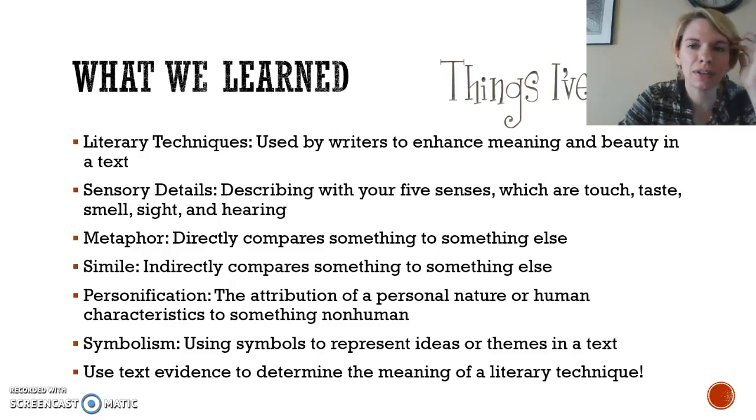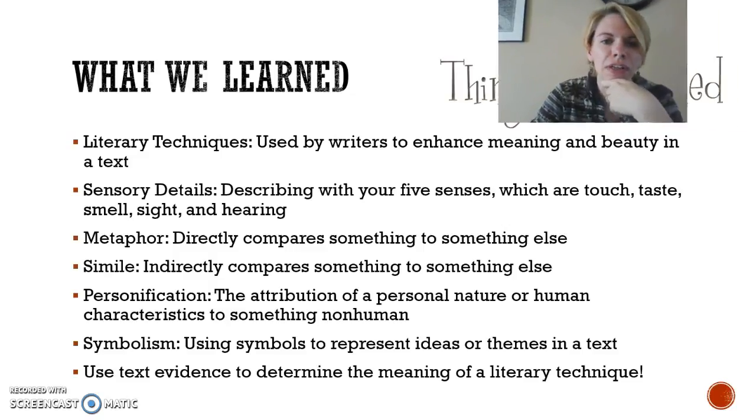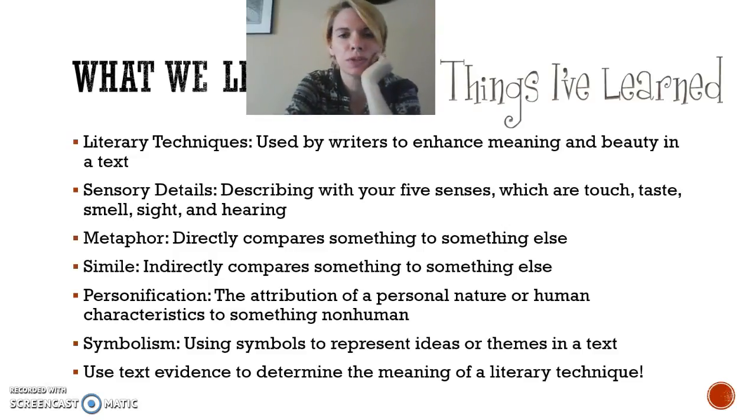So this slide right here is going to summarize everything we've learned in this presentation. Literary techniques are used by writers to enhance meaning and beauty in a text. Sensory details describe with your 5 senses, which are touch, taste, smell, sight, and hearing. Metaphor directly compares something to something else. Simile indirectly compares something to something else. Personification, the attribution of a personal nature or human characteristic to something non-human. Symbolism, using symbols to represent ideas or themes in a text. And use text evidence to determine the meaning of a literary technique.